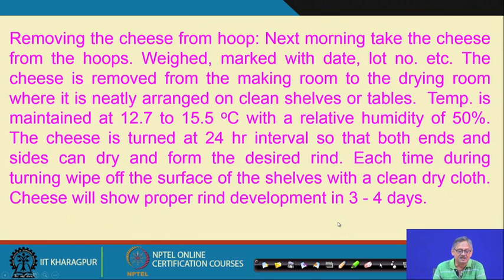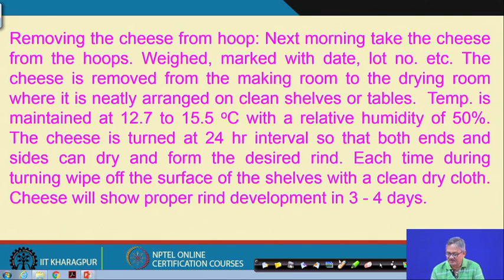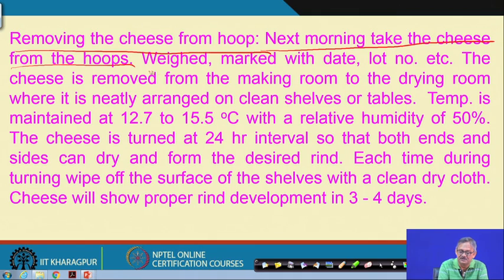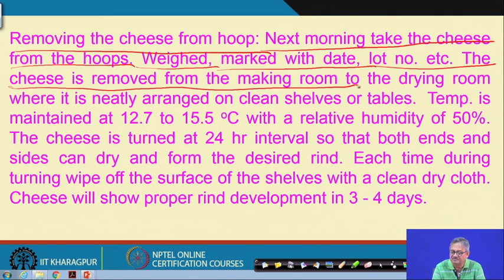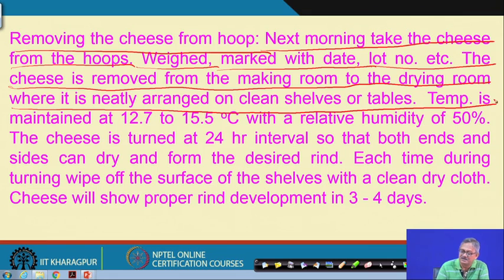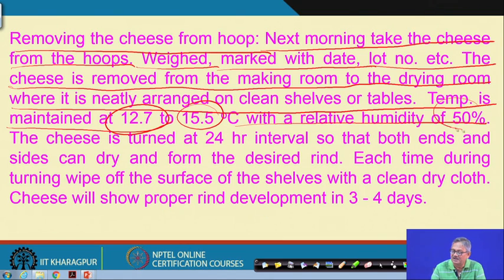Then removing the cheese from the hoop. Next morning take the cheese from the hoops, weigh it, and mark with date, lot number, etc. The cheese is removed from the making room to the drying room, where it is neatly arranged on clean shelves or tables. Temperature is maintained around 12.7 to 15.5 degrees centigrade with relative humidity of around 50%.